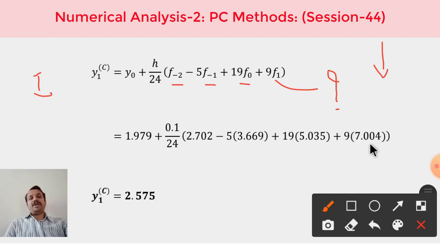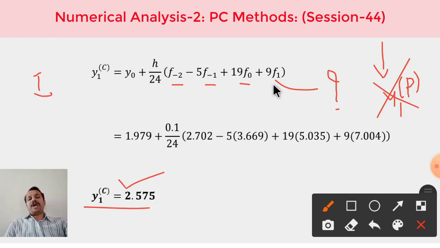Now we don't have to use y1p. That has now become the old value. This we don't use at all. We have the new value for y1, that is here 2.575, that is the first corrected value. So we can substitute that here in the place of y1 in f1 and get the new value for f1. So that will be the new thing. This is going to become new, and all other things will be same.